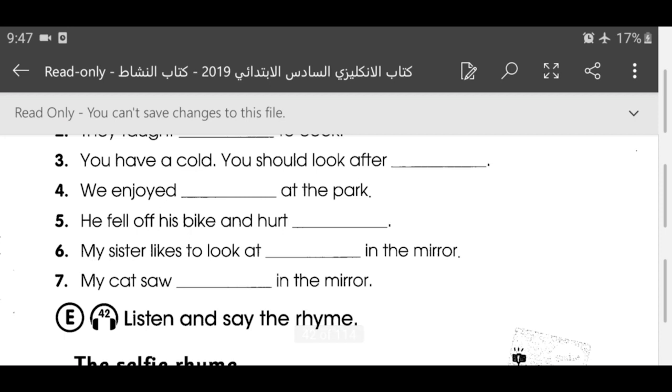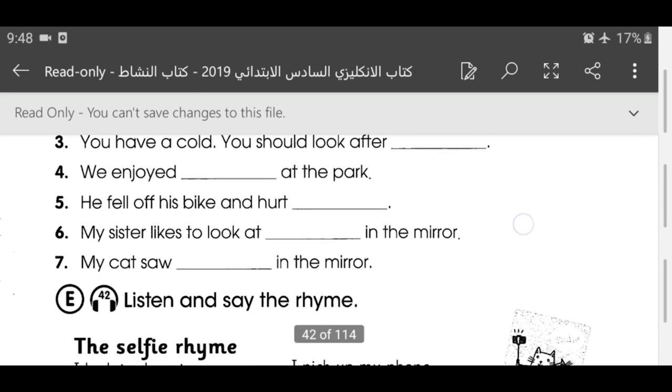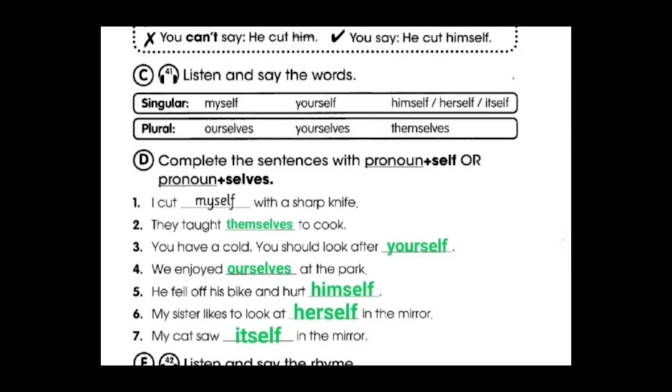6. My sister likes to look at herself in the mirror. Here we have herself. 7. My cat saw itself in the mirror. Here are the answers.